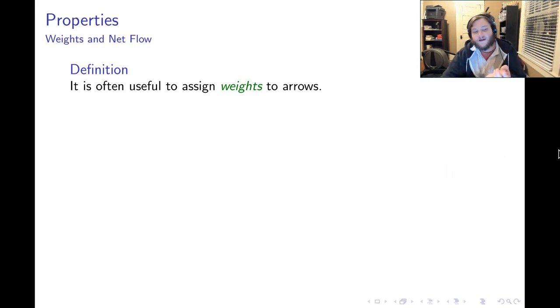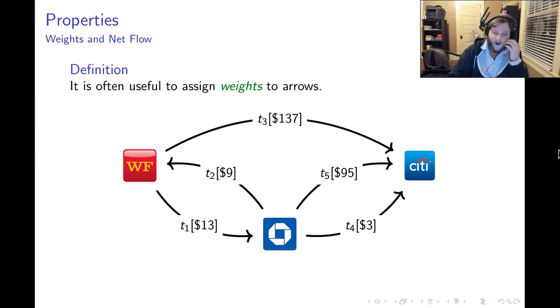The next thing I'd like to touch on is the notion of weights in a digraph. So if we go back to our example where we're modeling transactions between financial institutions, one thing that was missing from our model was the size of the transactions. If we're going to model money transactions, we need to know the amounts of money that are moving from institution to institution. So that was missing from the data before.